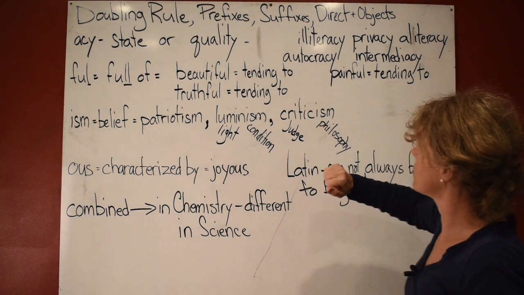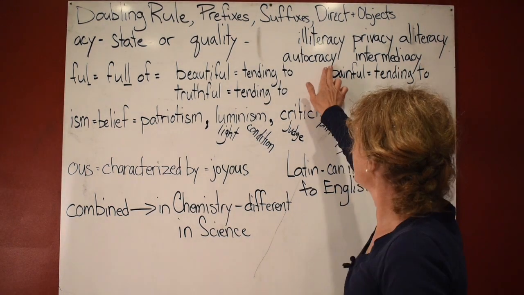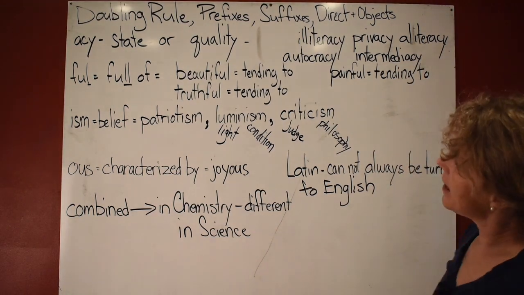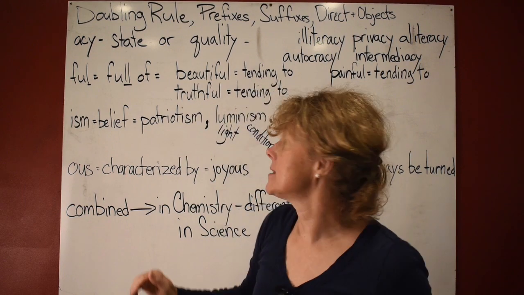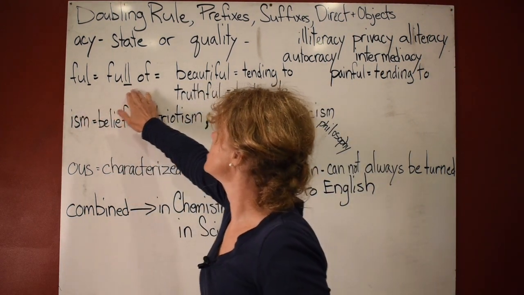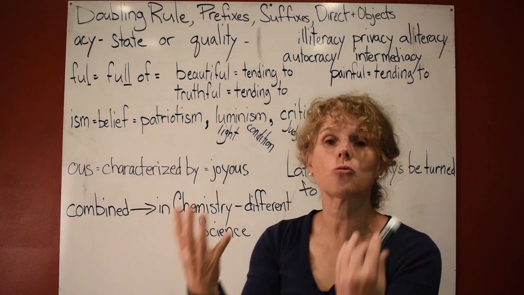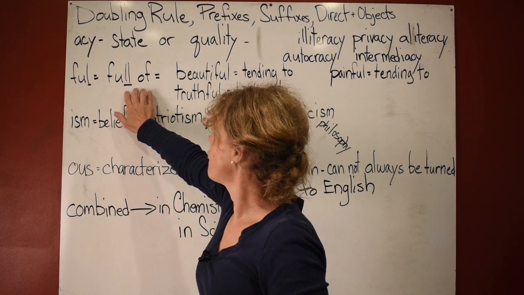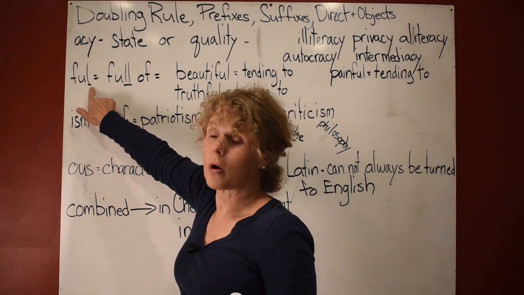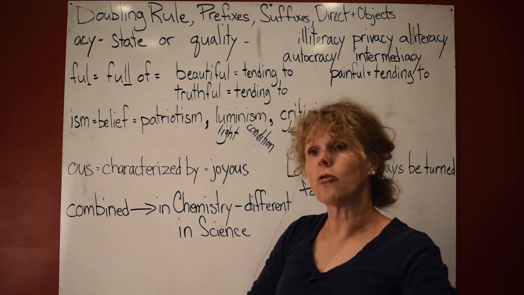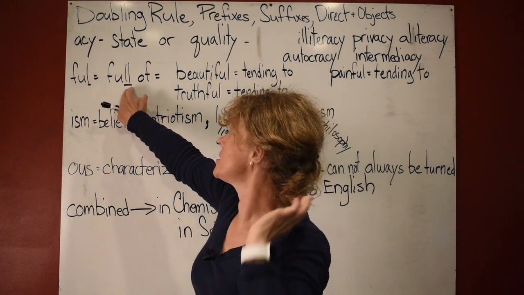So now we have autocracy, intermediacy. So ACY is a state or a quality. Now, we talked a little bit about this earlier in the lesson. Full equals full of, whatever your base word is. Now remember, if it's the suffix, you're going to spell it with one L. If you're spelling the word full, as in I'm full, I've eaten a lot, or full of whatever the base word is, you're going to spell it with the double L.